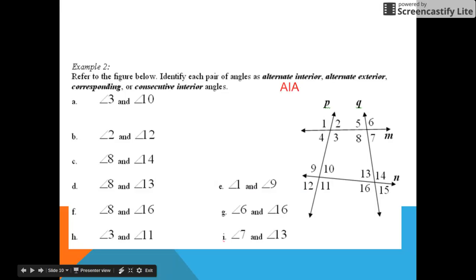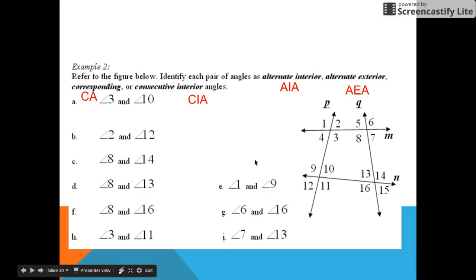Here is a quick overview of example 2 for lesson 3.1. You have to use the figure at right to identify whether each pair of angles is alternate interior, alternate exterior, corresponding, or consecutive interior angles. We'll use these abbreviations for each of those possible answers.